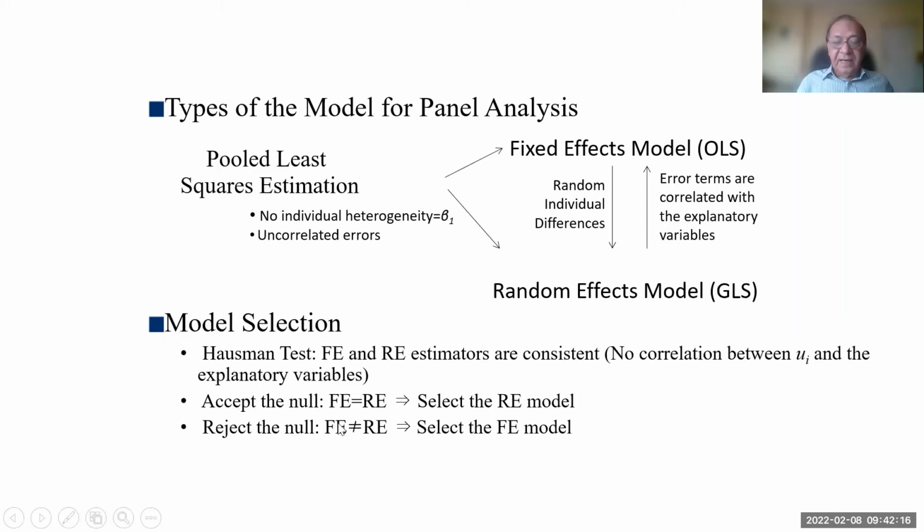So accept the null hypothesis, that is, fixed effect is equal to random effect, and select the random effect model. Reject the null hypothesis when fixed effect is not equal to random effect, and select the fixed effect model. So fixed effect model. That is the way we do it.